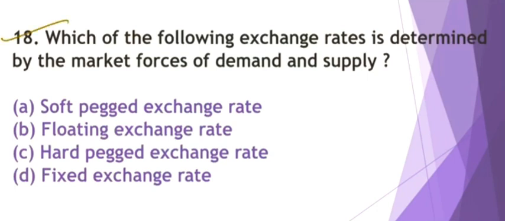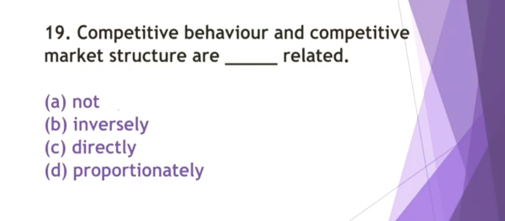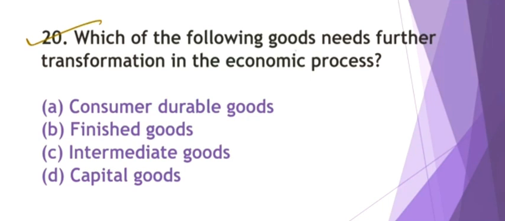18. Which of the following exchange rates is determined by the market forces of demand and supply? Option number B, floating exchange rate. 19. Competitive behavior and competitive market structure are dash related. Option number B, inversely. 20. Which of the following goods needs further transformation in the economic process? Option number C, intermediate goods.